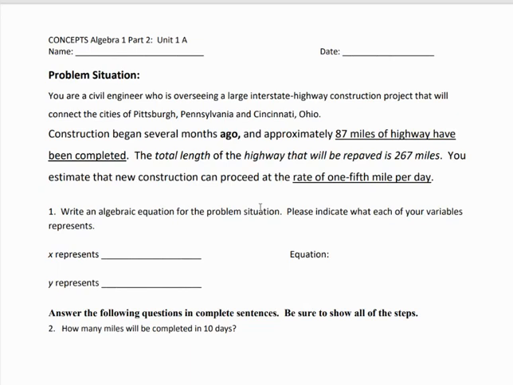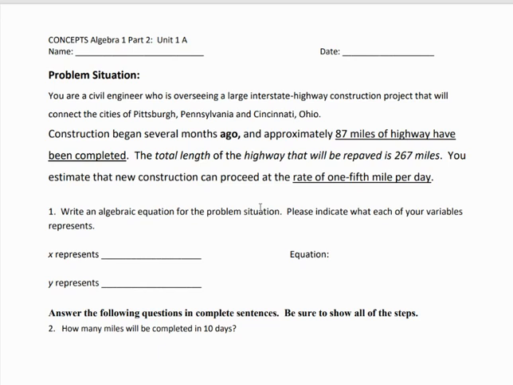Let's read the scenario together. We're going to come up with our variables and our equations and then start doing some calculations. So we are a civil engineer who is overseeing a large interstate highway construction project that will connect the cities of Pittsburgh to Cincinnati. Construction began several months ago. So in the past, it already started. And approximately 87 miles of highway has already been completed. The total length of the highway that will be repaved is going to be 267 miles.